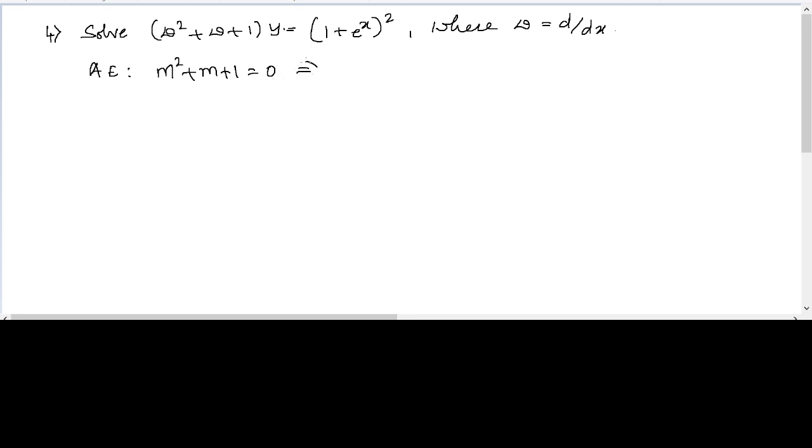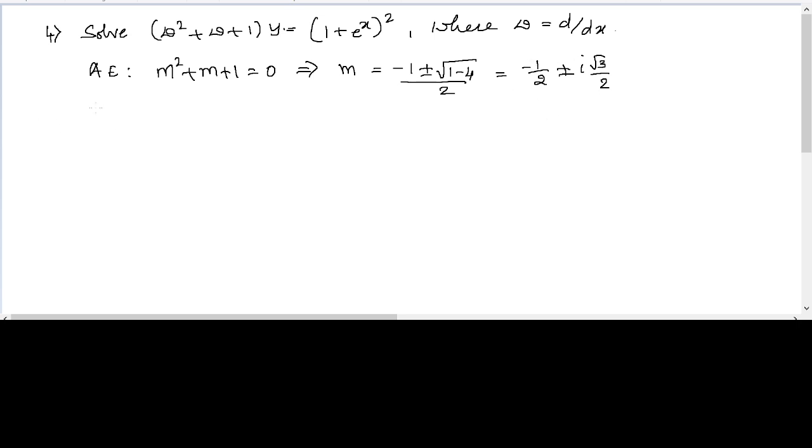Okay. So by solving this, we are going to get m equal to minus 1 plus or minus under the root 1 minus 4, divided by 2. So that is given by minus 1 by 2 plus or minus i into root 3 by 2. Okay. So this is of complex case. That is, the roots here are complex.